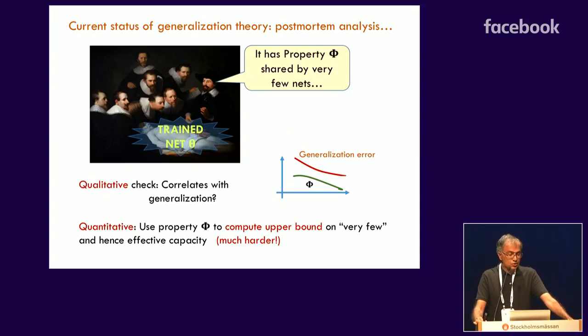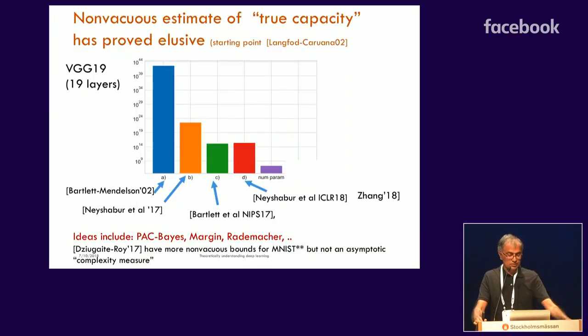In order to understand the cause, one thing you could do is a quantitative bound. Whatever this property phi is, whatever the mathematical characterization is, use that to compute a quantitative upper bound on the capacity for some concrete neural net. That's a much harder problem. On this plot here, you see the efforts until this year, before this conference, up to ICLR 18.